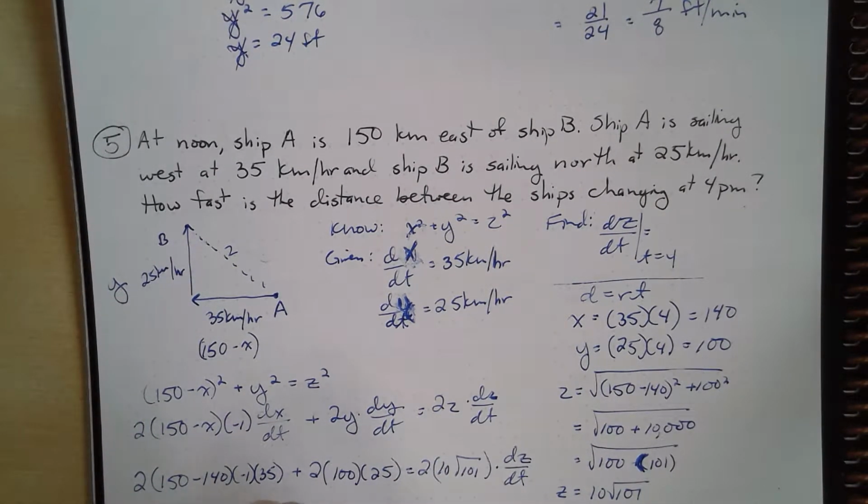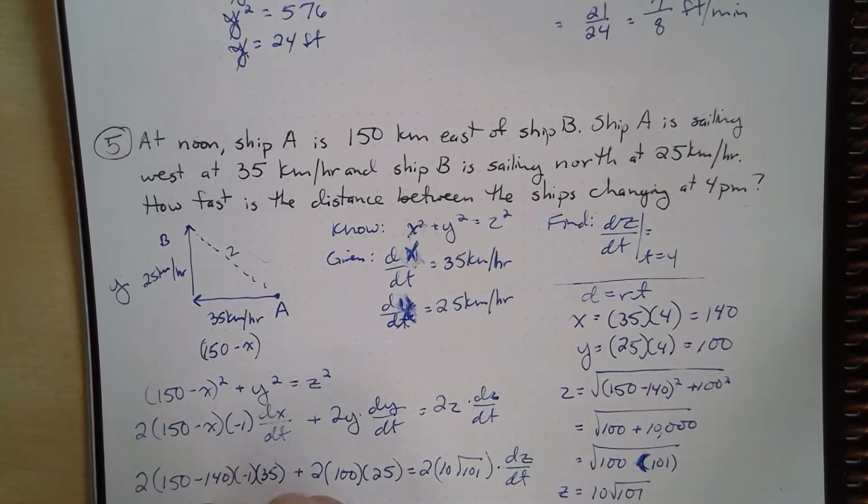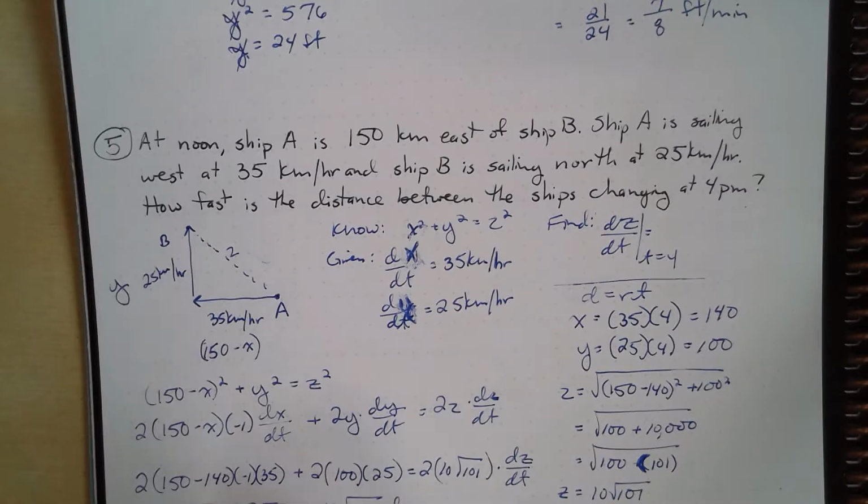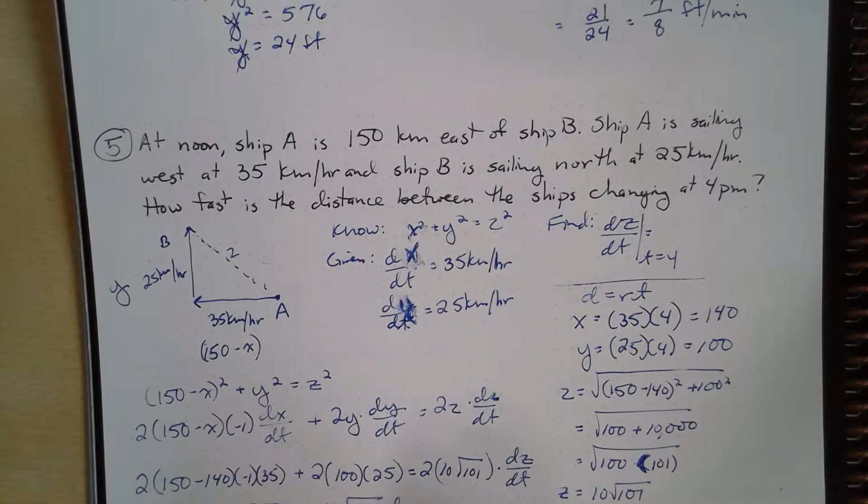Hopefully you can just trust me, but you can do the math yourself. We have negative 350 plus 2500 is equal to 10 radical 101 dz over dt. So 2150 over 10 radical 101 is equal to dz over dt. And if I simplify this, I get 215 over the square root of 101 kilometers per hour.